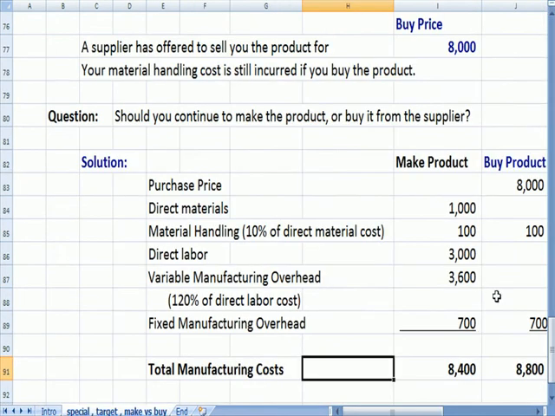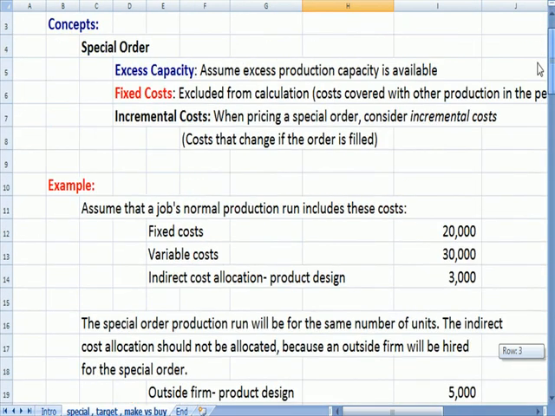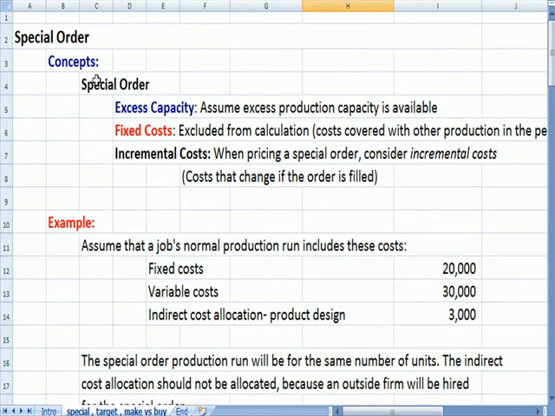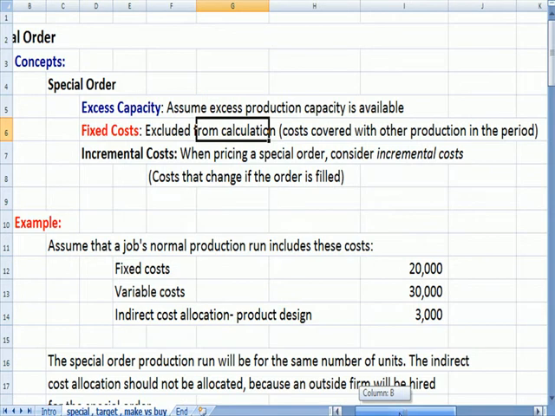Let's go to what is really a combination of three different concepts. The first is a special order. There are a few assumptions in a special order that we need to cover first. First, there's an assumption that you have excess capacity available to manufacture a special order when it comes in. The next is that fixed costs are excluded from your cost calculation for a special order because it's assumed that those costs are covered with other production in the period that you've already completed.